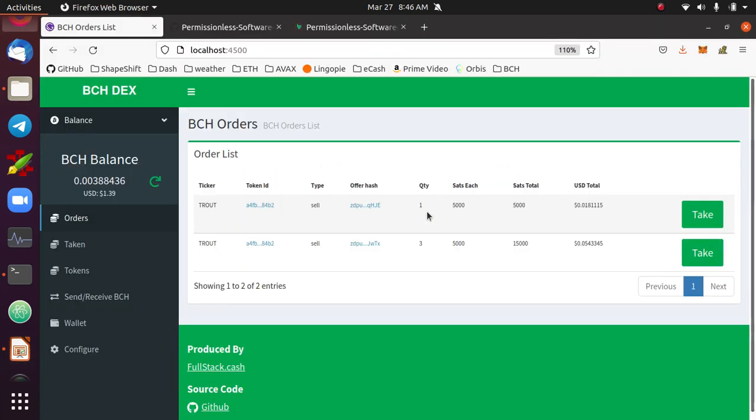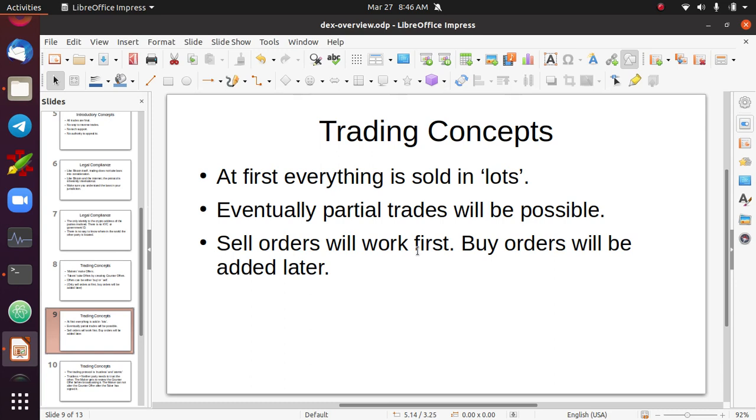So in the future, it would be possible to hit the take button and specify I only want to buy 2 of these 3 tokens. So buy orders and then partial trades are both features that will be developed later. Right now it's just sell orders and buying in whole lots, or selling in whole lots.